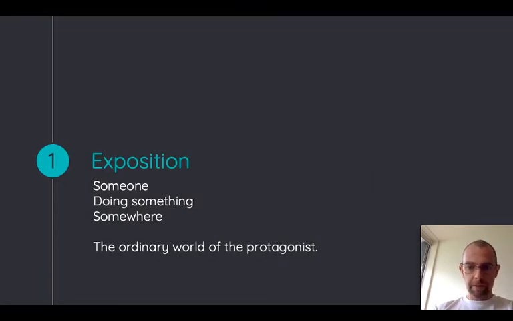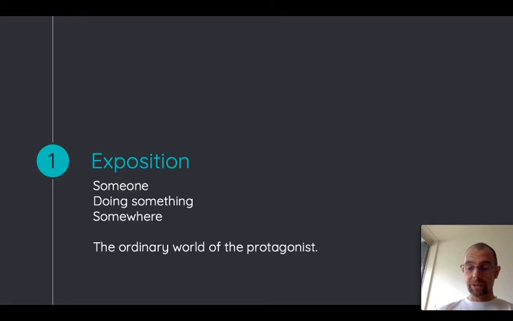So the first plot point that you will want in your story is the exposition. And this essentially boils down to someone doing something somewhere. So we need to get who the main character or main characters are, what they're doing, and where they're doing it. Another way to think of it is it's the ordinary world of the protagonist.